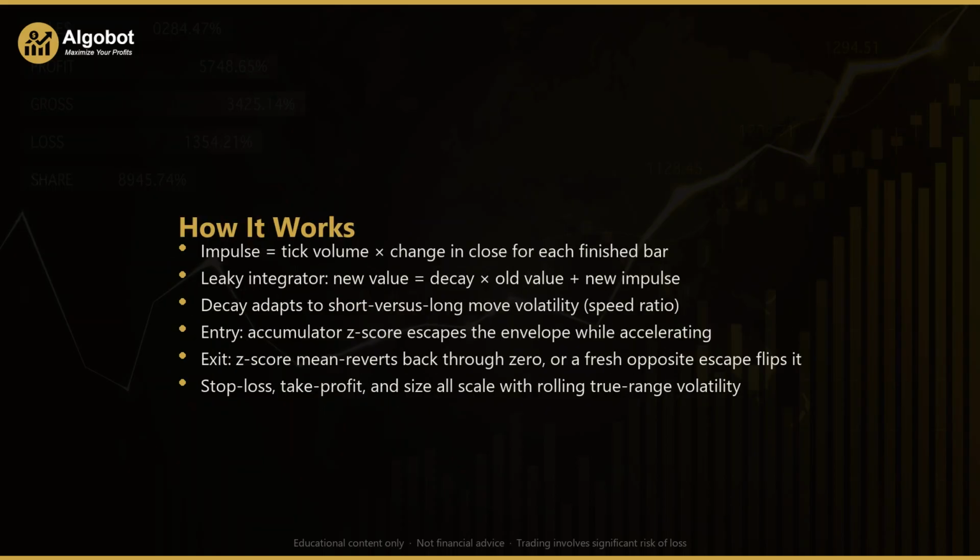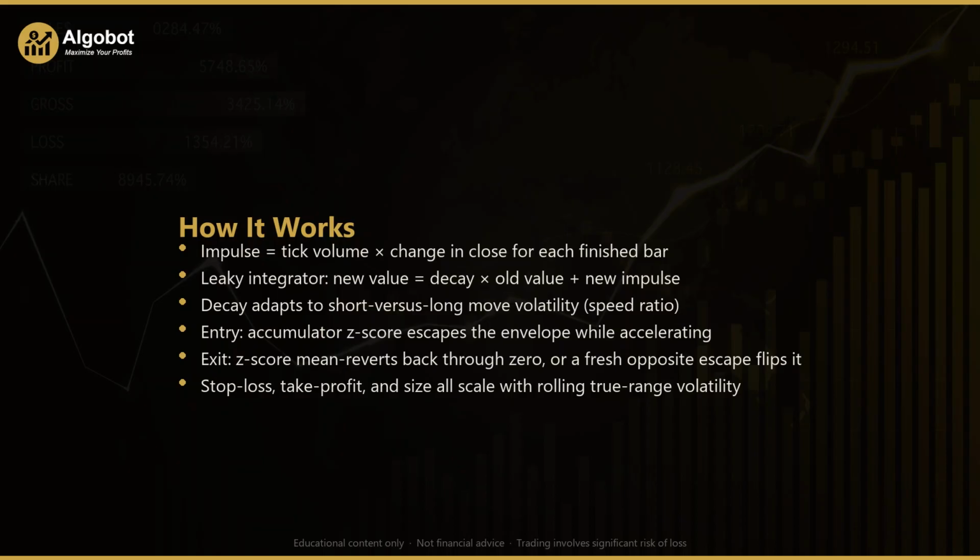Let's walk through the mechanics step by step. The expert advisor only acts once per fully closed bar, using the candle that just finished. That no repaint rule matters, because it means signals don't flicker while a bar is still forming. For each closed bar, the strategy calculates its impulse by multiplying tick volume by the change in closing price. A positive impulse means buyers pushed the close higher. A negative impulse means sellers pushed it lower.